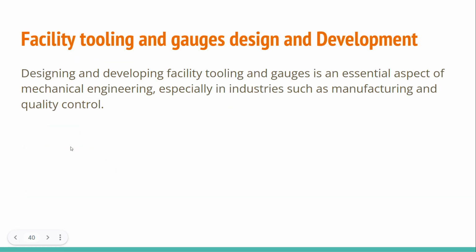Then facility, tooling, and design and development. Facility design means layout of machines, assembly lines, and material flow. Tooling may include design of jigs, fixtures, dies, and molds used in production. Gauges are used for inspection and quality control: go/no-go gauges, plug gauges. Example: fixture design for welding a car chassis component.